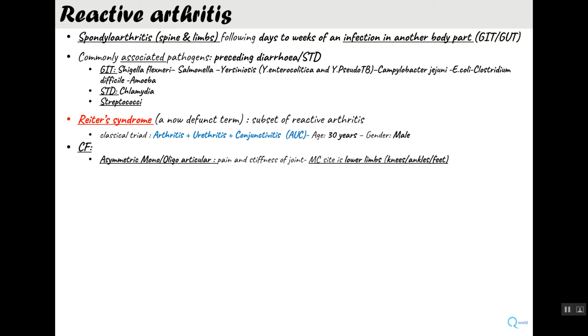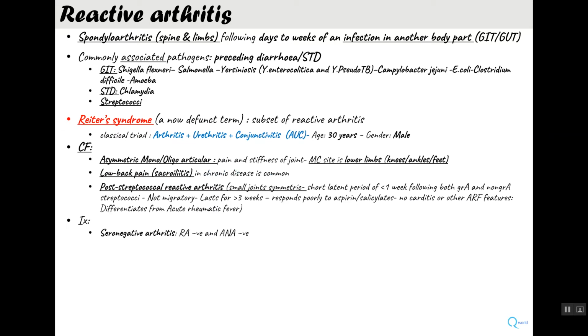Clinical features: there is an inflammation of usually one joint, so asymmetric mono or oligoarticular arthritis manifested by pain and stiffness of the joint. The most common site affected is usually the joints of the lower limbs, that is knee, ankle, or feet joints. In chronic disease, low back pain due to sacroiliitis is very common.